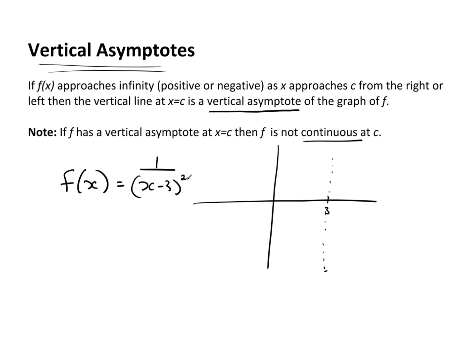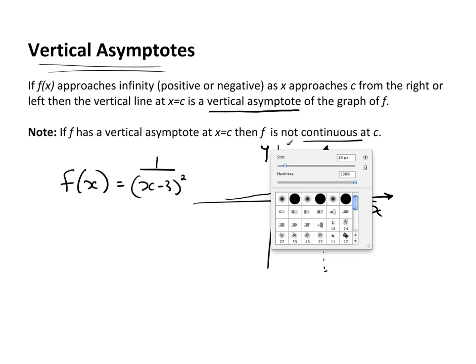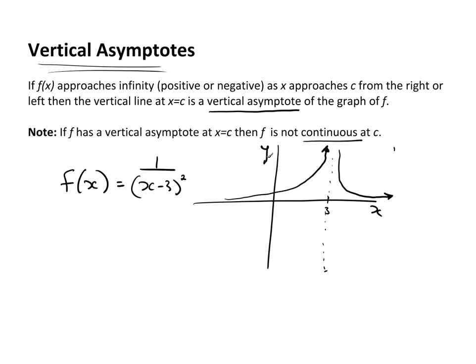And because this is squared, the denominator is always going to be positive. It approaches 0, so it's going to look like this and like this. X and y. There we go. So here's my vertical asymptote.